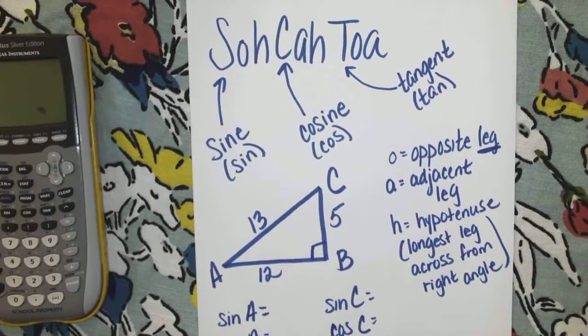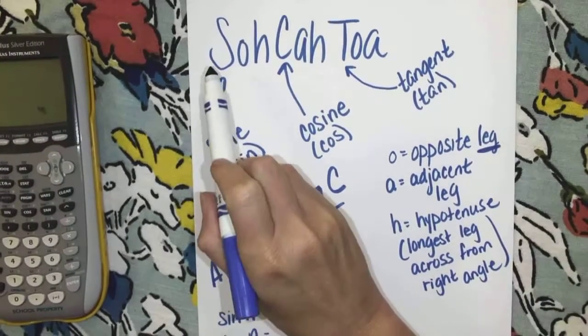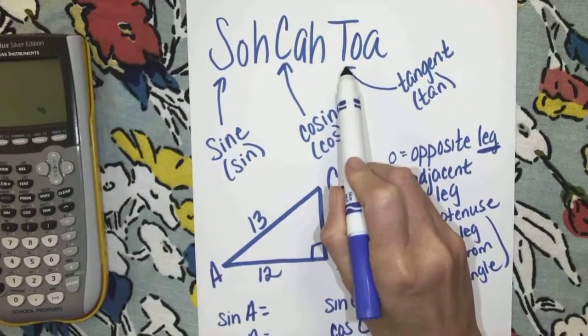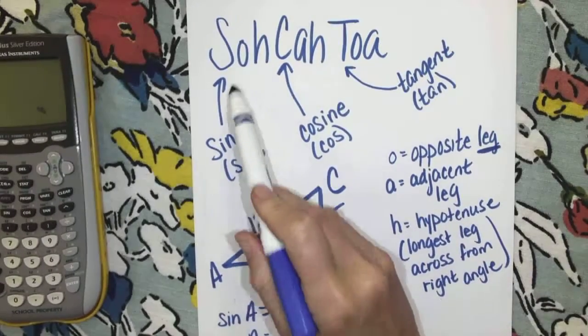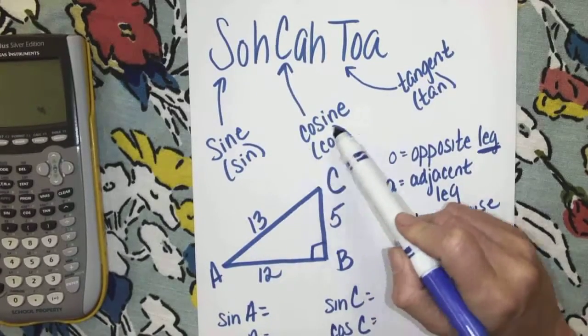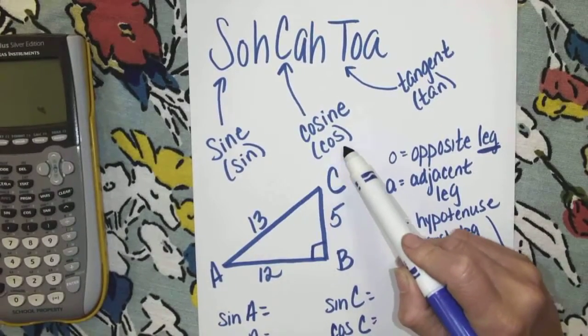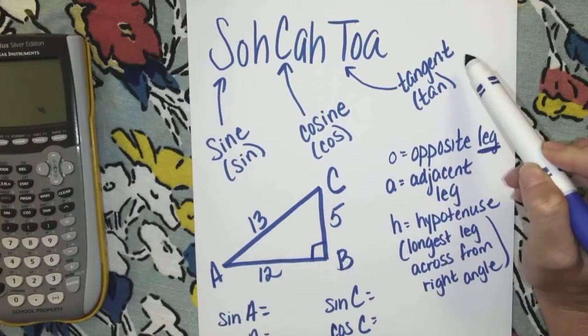Hi, welcome to the video about the introduction to right triangle trig, or as some teachers may say, SOH CAH TOA, emphasizing the H so you don't forget it. S, C, and T are your three trigonometric functions. S stands for sine, abbreviated SIN. C stands for cosine, abbreviated COS. And tan, obviously, is the abbreviation for tangent.